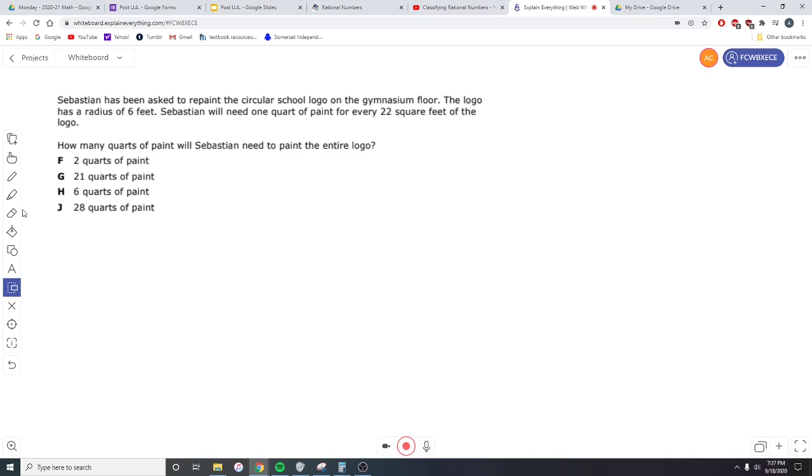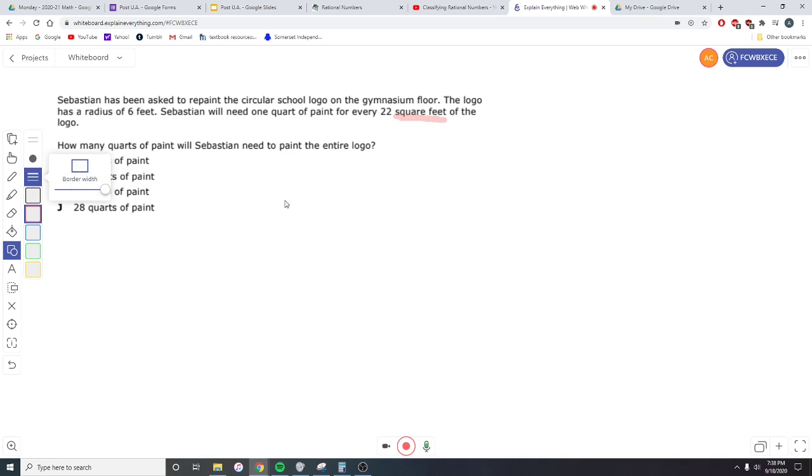Alright, so let's first talk about what the question is really asking. It's asking how many quarts of paint Sebastian will need to paint the entire logo. The problem is, we need to know whether this is an area or circumference question. The biggest hint here is the words "square feet." Whenever I see that, I immediately think of area. So we're going to create a circle and find its area.